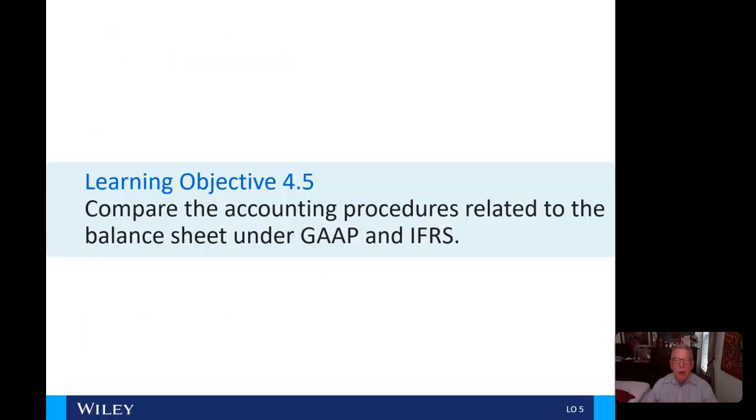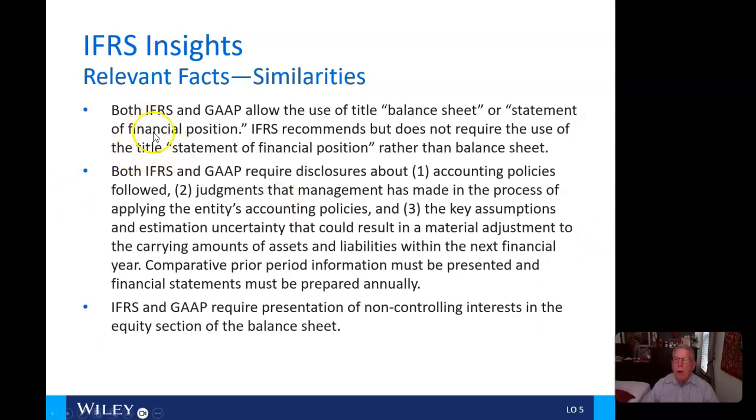All right. Now we'll take a look at accounting procedures related to the balance sheet under GAAP and IFRS. How are they similar? Both IFRS and GAAP allow the use of the title balance sheet, or statement of financial position, it's sometimes called. IFRS recommends but does not require the use of the title statement of financial position rather than balance sheet. Okay. Both IFRS and GAAP require disclosures about accounting policies followed, judgments that management has made in the process of applying those accounting principles or policies, and the key assumptions, etc., etc. Okay. IFRS and GAAP require presentation of non-controlling interests in the equity section of the balance sheet.